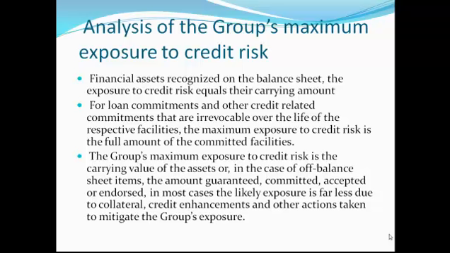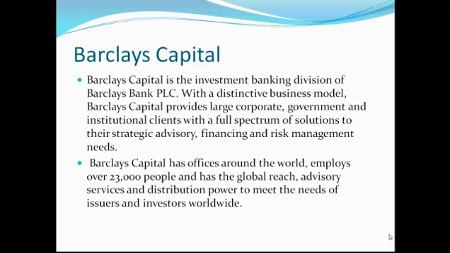The group's maximum exposure to credit risk is the carrying value of the asset, or in the case of off-balance sheet items, the amount guaranteed, committed, accepted and endorsed. In most cases, the likely exposure is far less due to collateral, credit enhancement and other actions taken to mitigate the group's exposure. The next is Barclays Capital.